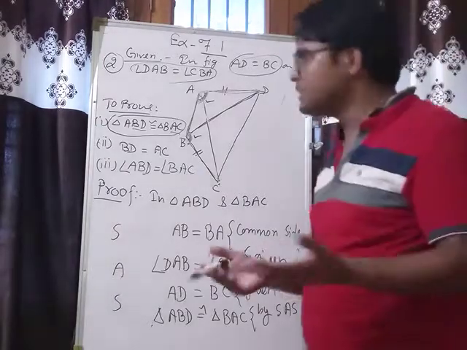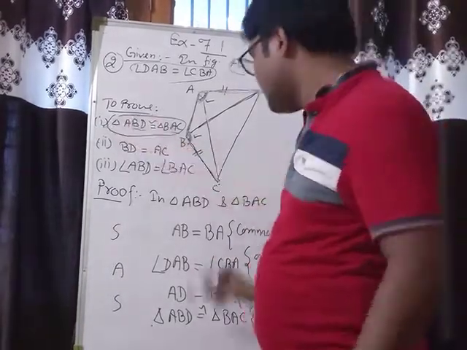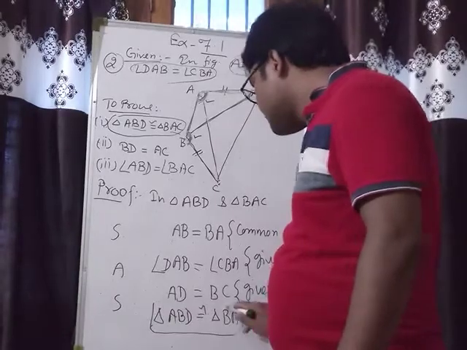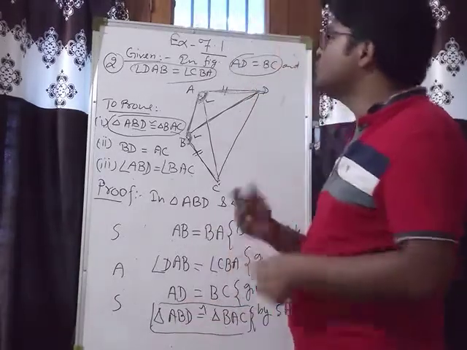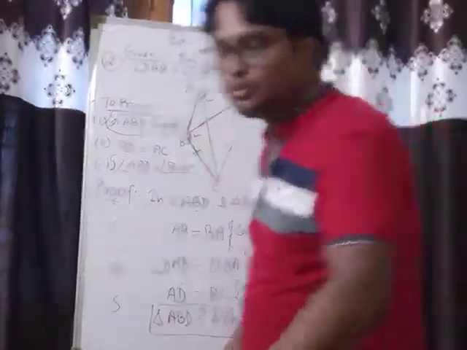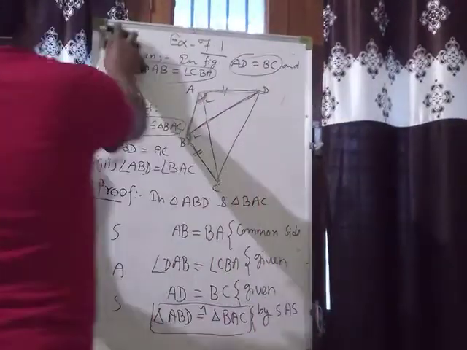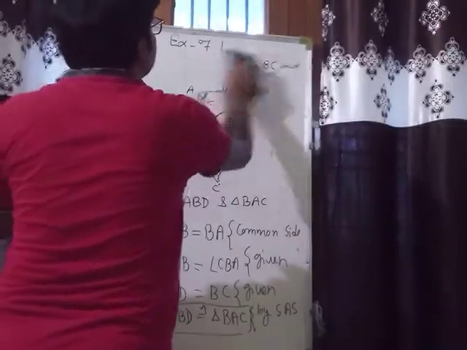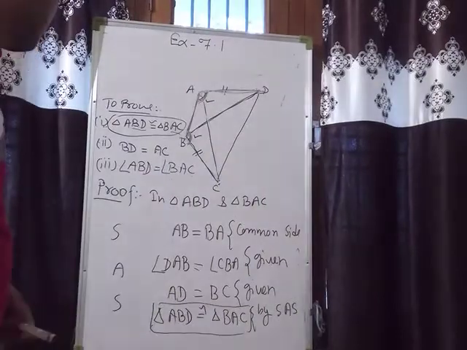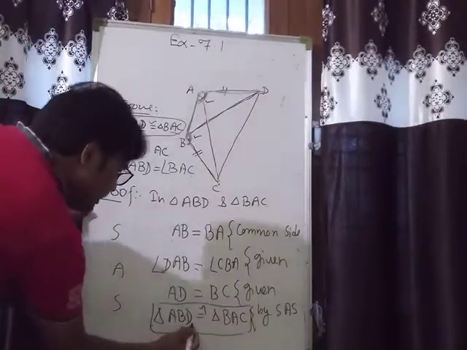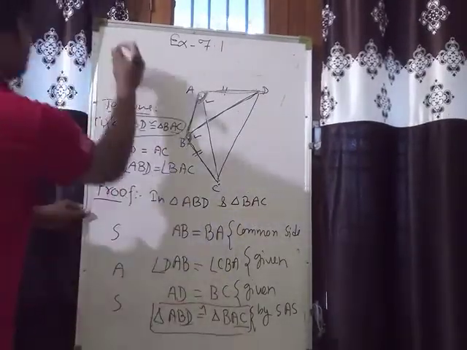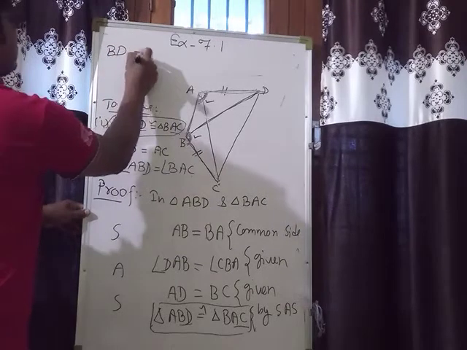And when two triangles are congruent, so the first one is proved here, first is proved. And now when two triangles are congruent, their corresponding sides and corresponding angles will be equal. Now you can check here that the corresponding side of BD is AC. Clearly BD is equal to AC.